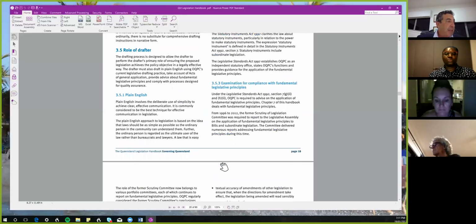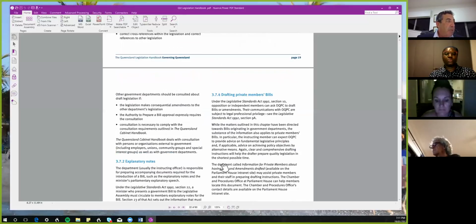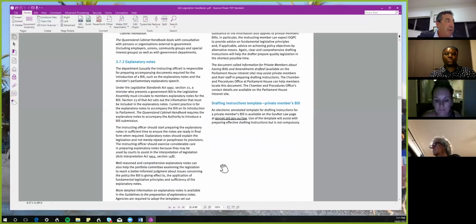Another thing that I think is important is 3.7.2, which might look a bit familiar because we're now talking about explanatory notes. And in that commentary, you'll see that it is the department, usually the instructing officer, who's responsible for preparing the accompanying documents required for the introduction of a bill, such as the explanatory notes and the minister's parliamentary explanatory speech. So it gives you an idea of where these things come from. And under the Legislative Standards Act 1992, Section 22, the minister who presents the bill must circulate those notes to the bill.